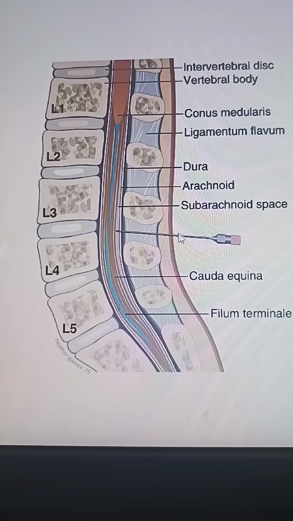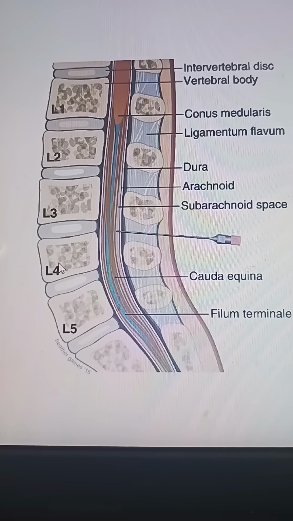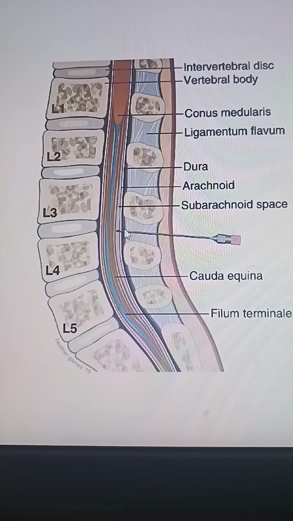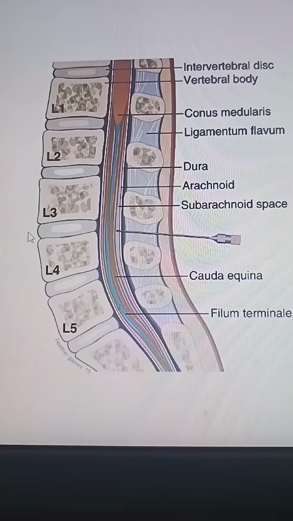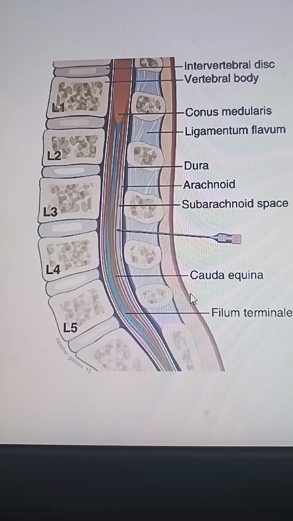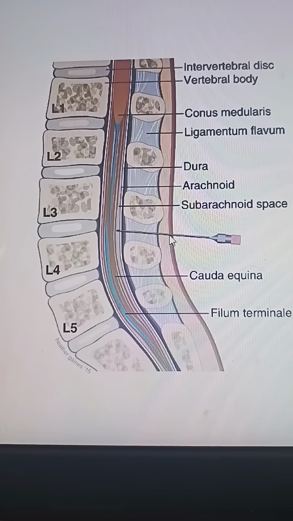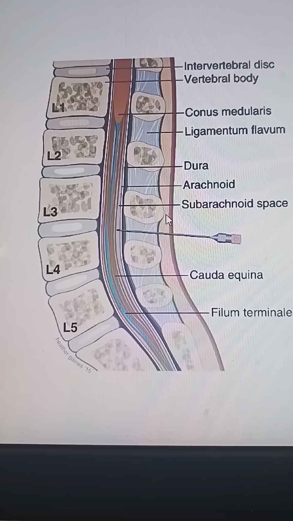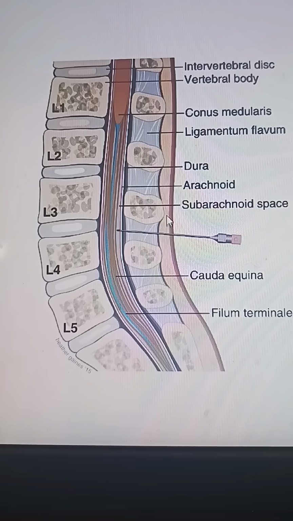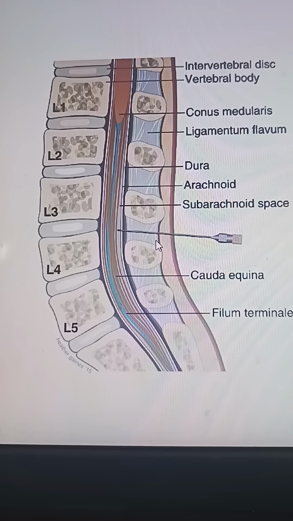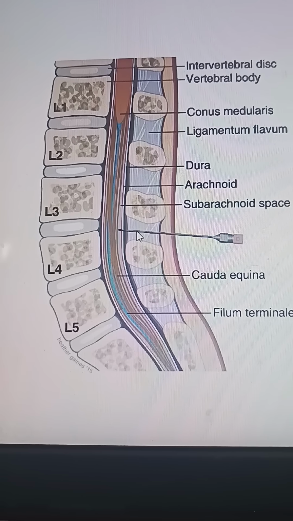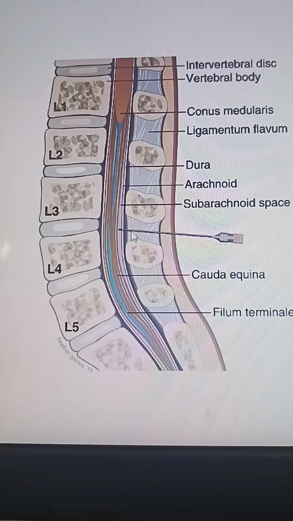You can see the needle piercing the space between L3 and L4, which is the conventional region where we do the lumbar puncture. When we do the lumbar puncture, let us see what layers you have to pierce. First is the skin, followed by the subcutaneous tissue, followed by the ligament seen above the spine, the supraspinous ligament, followed by the interspinous ligament between the spines, followed by the ligament between the lamella of the vertebrae. We call it the ligamentum flavum.